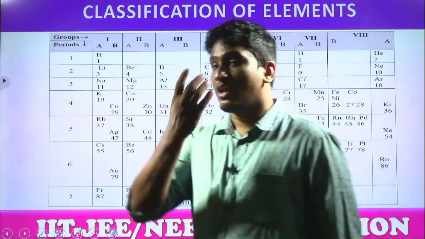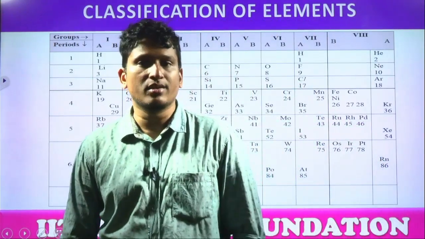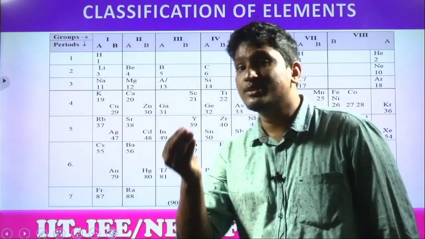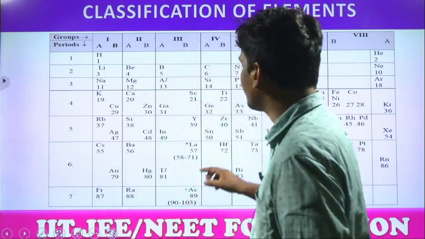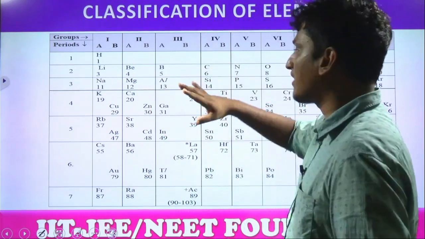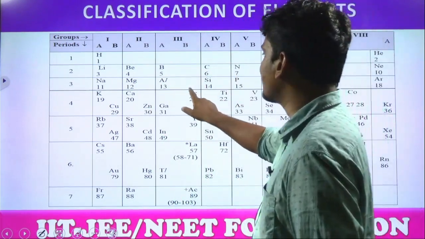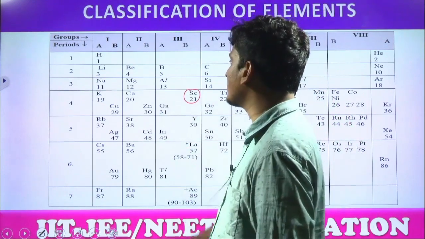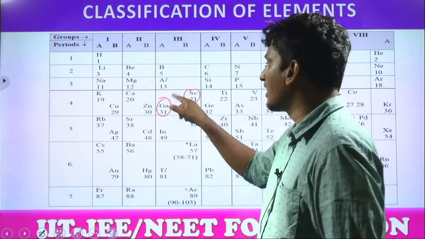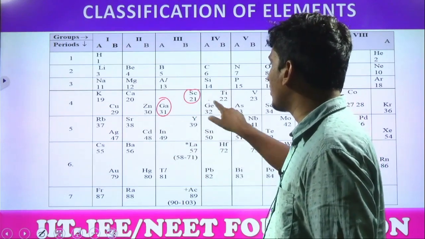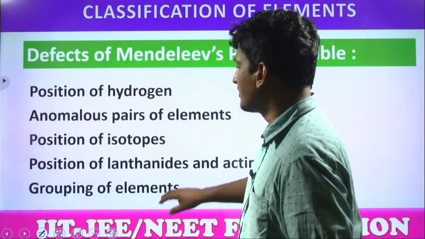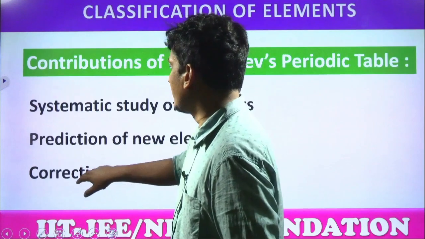Predictions of new elements means while classifying the elements based on the increasing order of atomic masses, Mendeleev got some doubts. Based on these doubts, he left a few spaces in the periodic table. These spaces are completely filled right now, but during the classification times, he left this space, and he called it Eka boron, and he left this space also. He called it Eka aluminium, which is under aluminium, and he left this space also. He called it Eka silicon, the space after silicon.